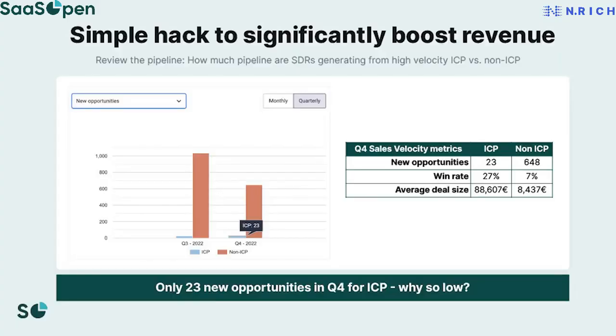So here again, we have data from one of our customers. You can see the blue there is the opportunities created from ICP, high velocity ICP, and then the red ones are those that were generated from non-ICP. So the question is, what's happening there? Why are they not focusing on the ICP? And the simple reason is that it's difficult. It's much more difficult to generate pipeline from ICP compared to non-ICP.